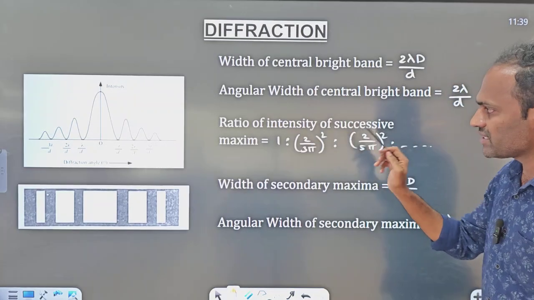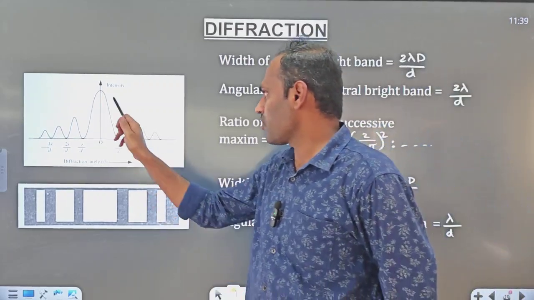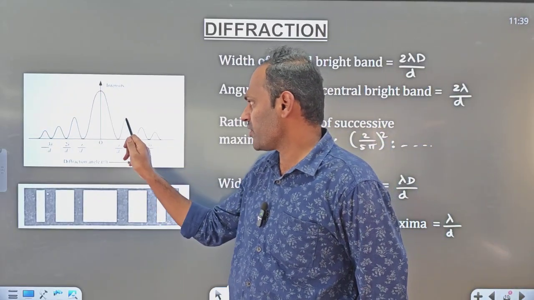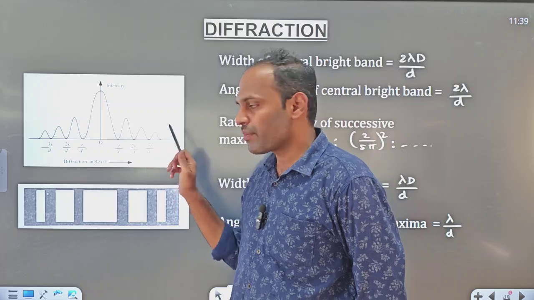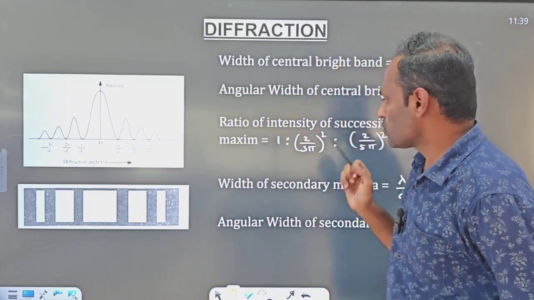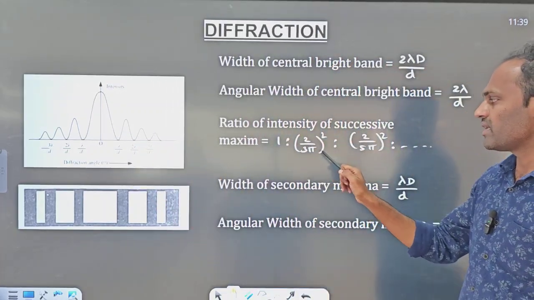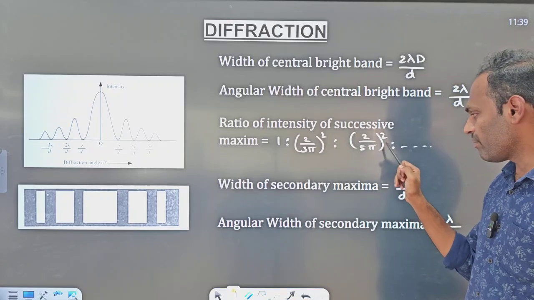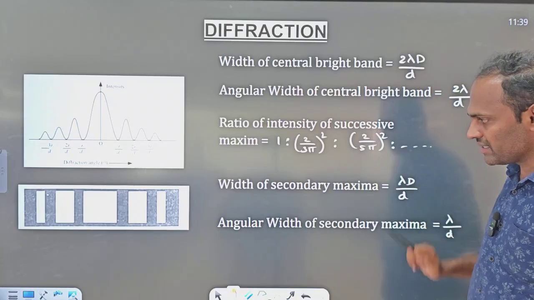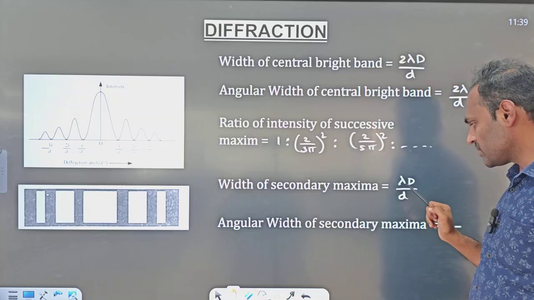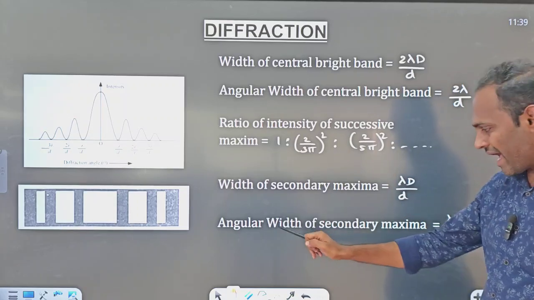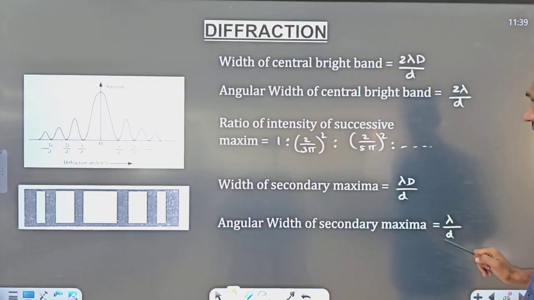Ratio of intensity of successive maximas, see this is the central bright band, first maxima, second maxima, third maxima. So these are the maximas. The intensity is 1 is to (2 by 3 pi) whole square is to (2 by 5 pi) whole square is to (2 by 7 pi) whole square, like this it will be. Width of secondary maxima is lambda into capital D by small d. Angular width of secondary maxima is lambda by d. The 2 multiplies in both of the central band formulas, but not here, the formula is the same otherwise, right?